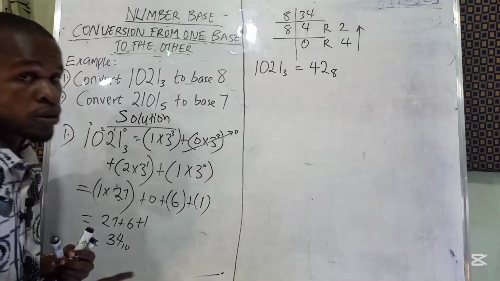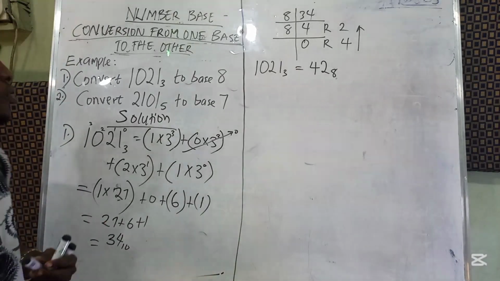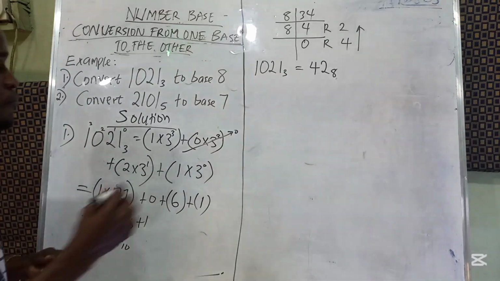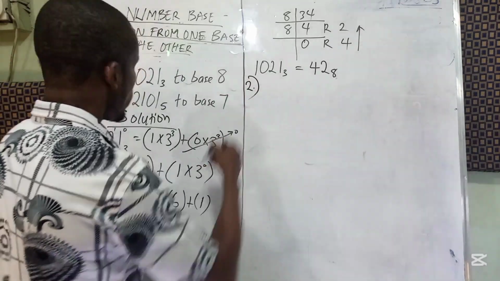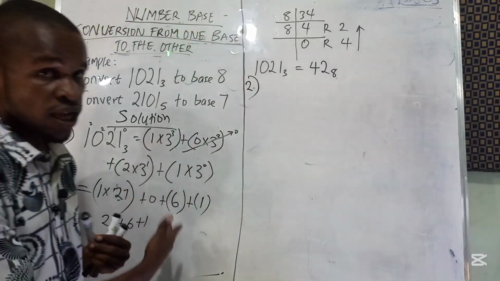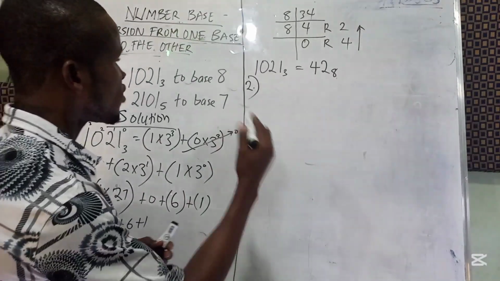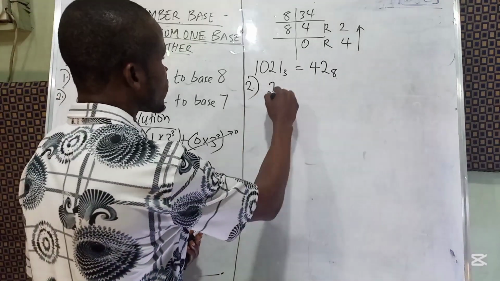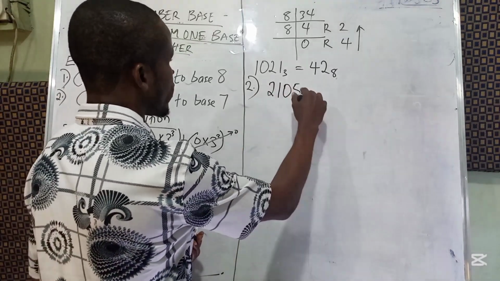That's the denary before you now convert to the required base. All right, so with that understanding, let's do the second example. Number 2 says convert 2101 in base 5, that's quinary, to base 7. So let's see how we can do that. The same approach we will do here. The first thing will be to convert it to base 10.